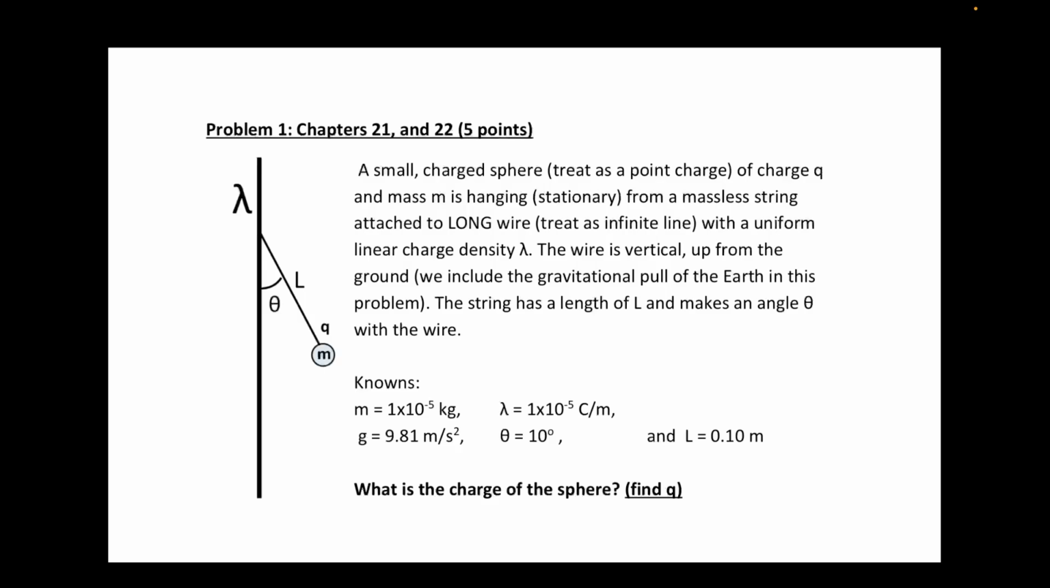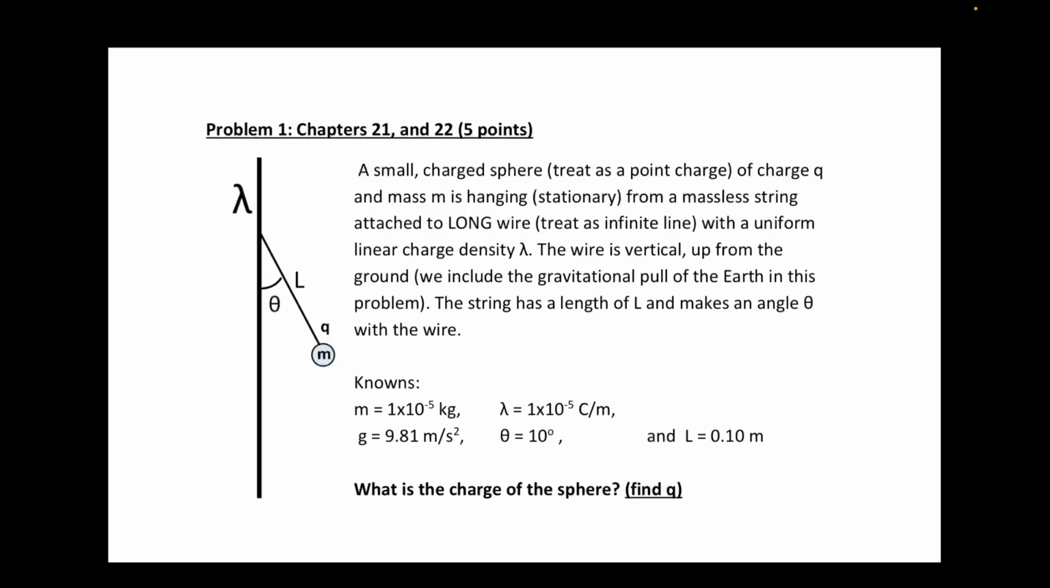The wire is vertical up from the ground. We will include the gravitational pull of Earth in this problem. The string has a length of L and makes an angle theta with the wire, and these are our knowns. So what is the charge of the sphere? Well, this is like a physics 1 problem using physics 2 ideas.